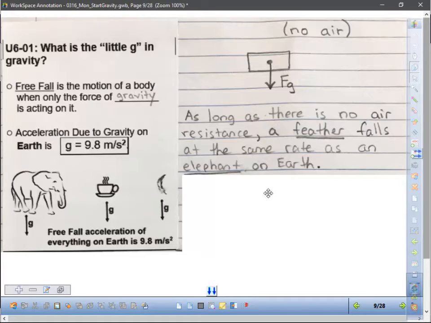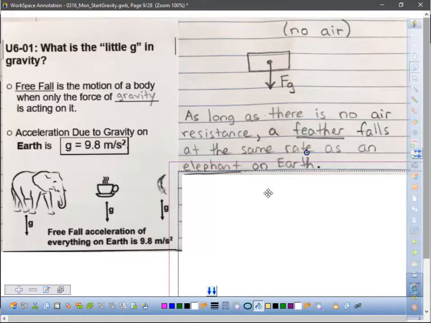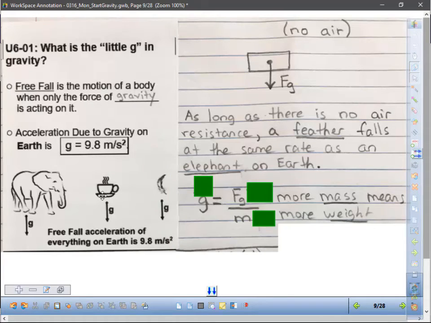So go ahead and fill that in. Why does this happen? The thing about the elephant and cup of coffee is that they have more mass than the feather. But when you have more mass, you also have more force of gravity, or more weight. They both go up together. So when you have this ratio for the acceleration, force over mass, since they both go up, the ratio stays the same, so the acceleration of gravity stays constant.